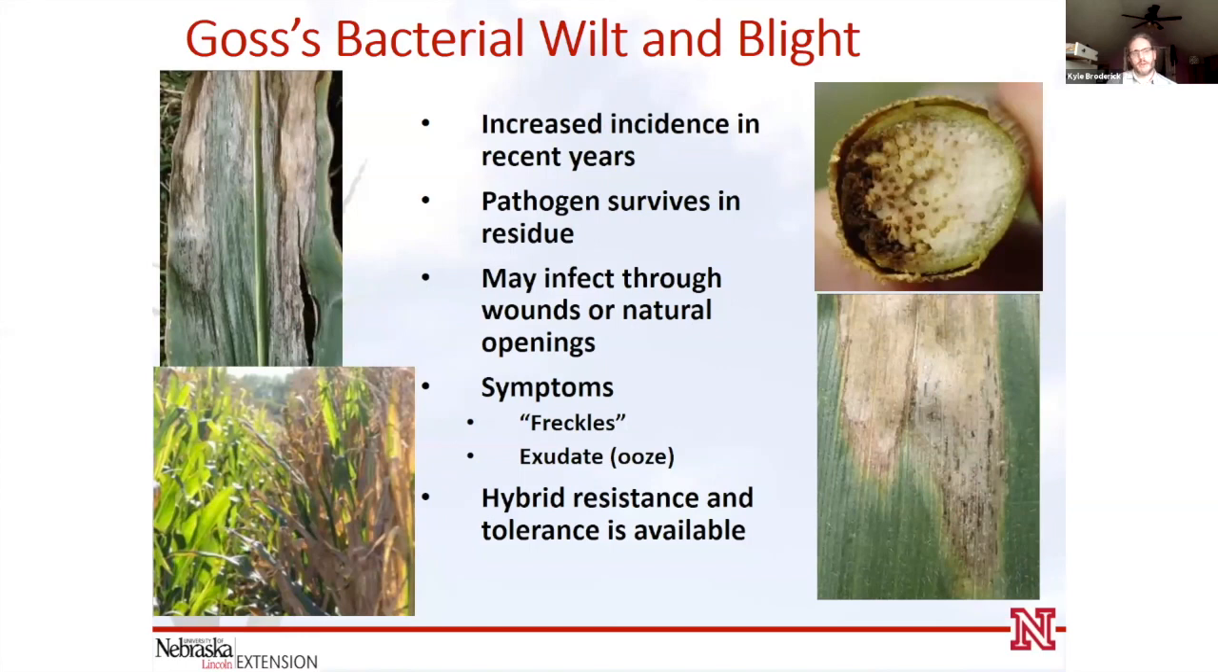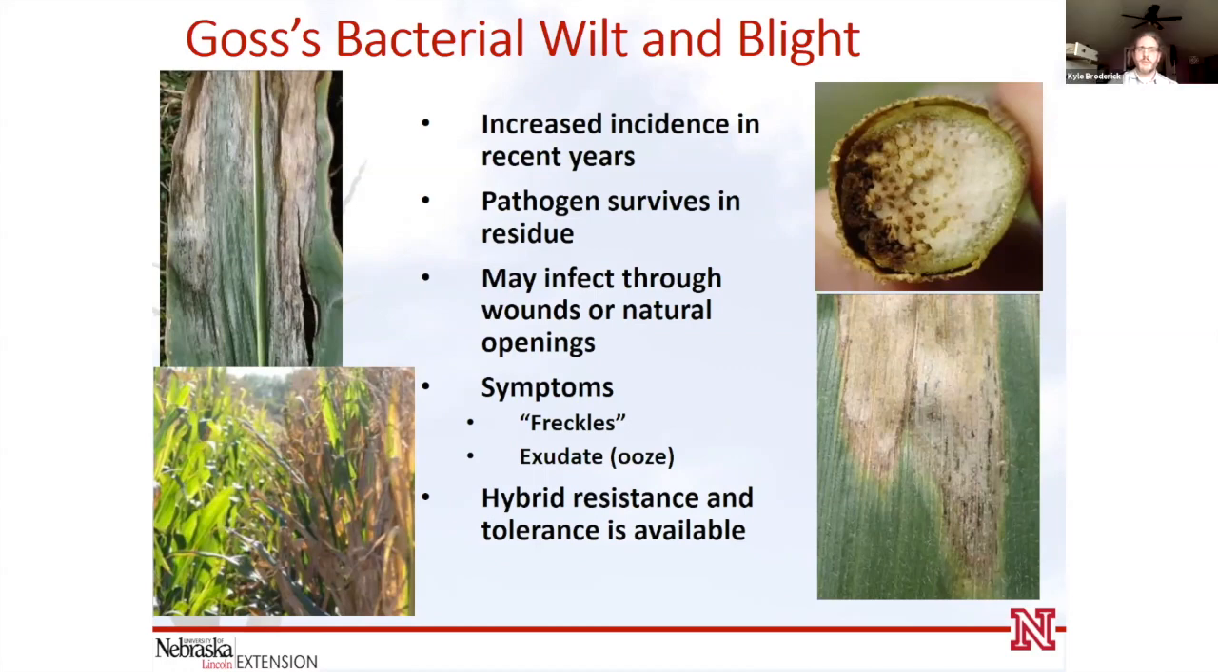Next, another one of our diseases, one that kind of put Nebraska plant pathology on the map, is Goss's bacterial wilt and blight. This is another disease that we see fairly commonly in Nebraska. Typically not very widespread, at least not anymore, which is very good because we can have very severe yield loss with this.